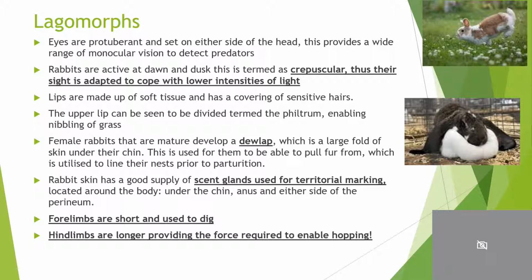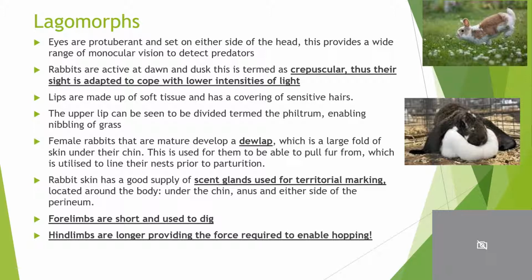As female rabbits mature, they develop a dewlap, as you can see from that image, bottom right, which is a large fold of skin under their chin. This is used for them to be able to pull fur from, which is utilised to line their nest prior to parturition. Rabbit skin has a really good supply of scent glands, and these are used for territorial marking. They're located around the body, under the chin, anus, and either side of the perineum.